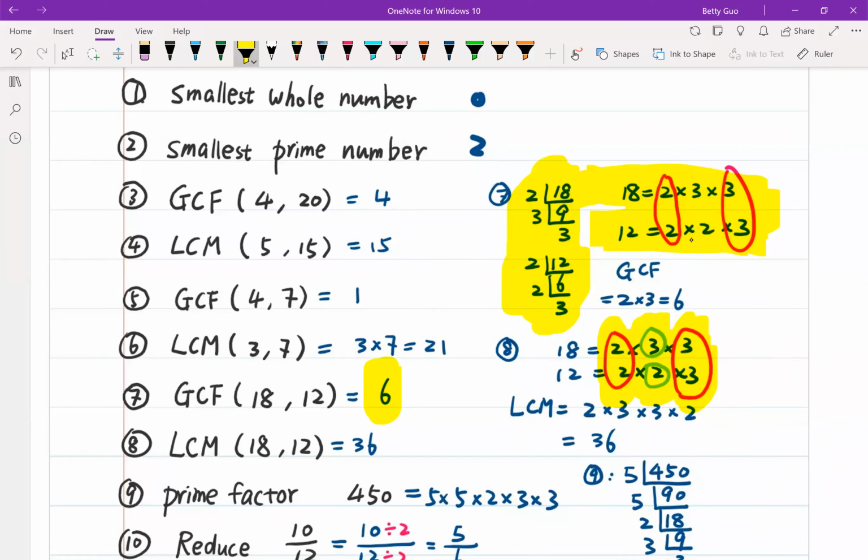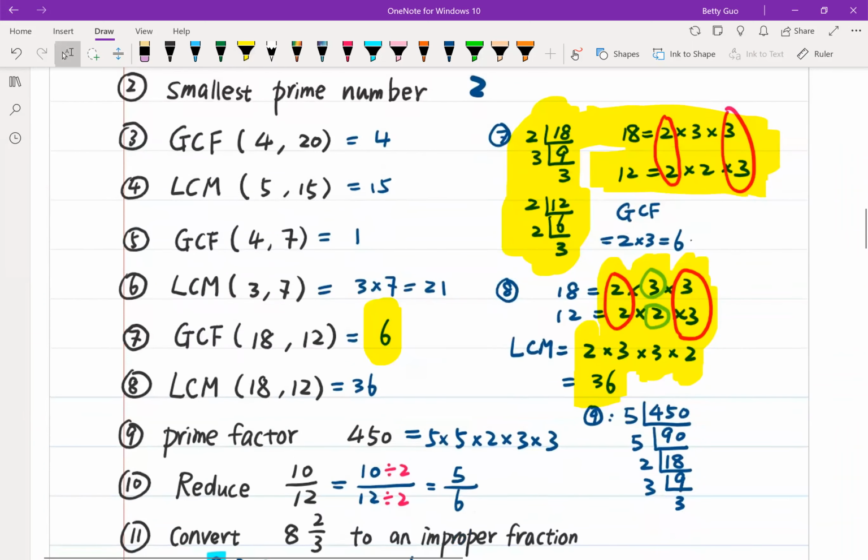Step 3, copy all the factors in the bubbles. But if the factor is common, we only copy it once. So we have 1, 2 here, common factor 2, common factor 3. This 3 is the leftover factor. This 2 is the leftover factor. We multiply them together, we have 36. 36 is the smallest common multiple of 18 and 12.